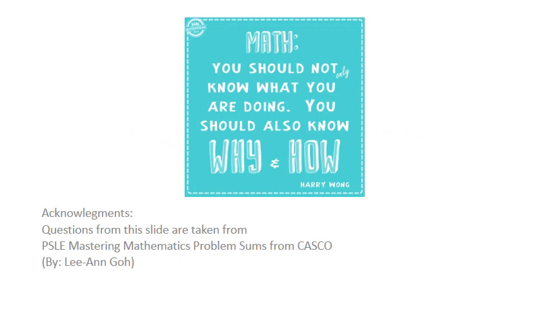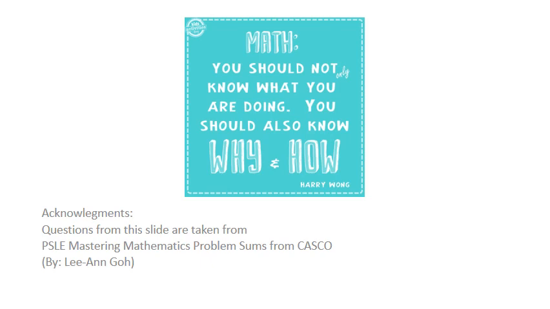Let's take a look at a quote before we start. By Harry Wong, he says, "You should not only know what you are doing, you should also know why and how." This is very important in maths because when we know why we do something and how we get it done, then maths is not something that we solve using a memorized method or a sequence of steps that we just blindly follow, but something that actually makes sense from start all the way to the end.